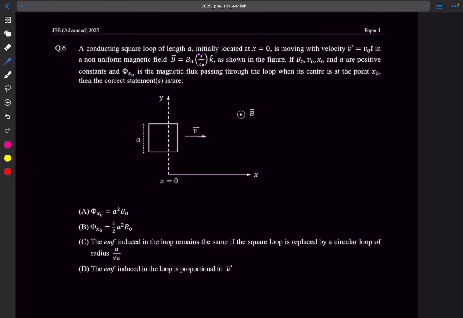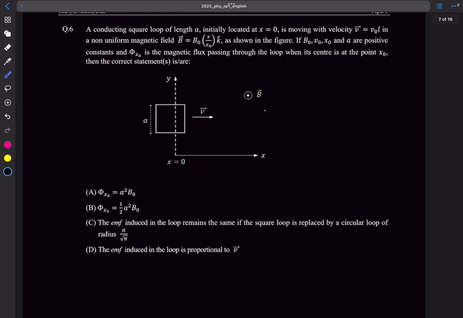Okay, so if the center is at the point x naught, let's say that the situation is somewhere over here where this is x naught and this is where the center is. We have to figure out the flux. Okay, so here let's say the coordinate of the center of the loop at any general time is just x. Here, because the magnetic field is varying linearly, right?